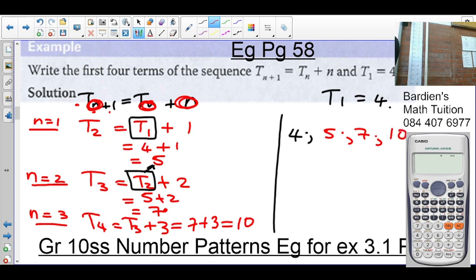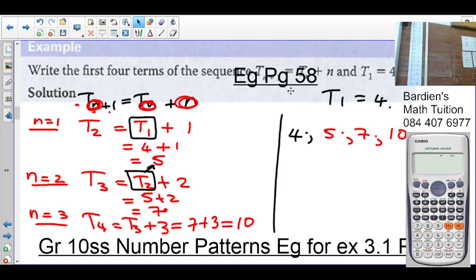First 4. Okay. People are going to do it so easy. And this is called the recursive formula. Okay. Right, let's carry on with our lives.